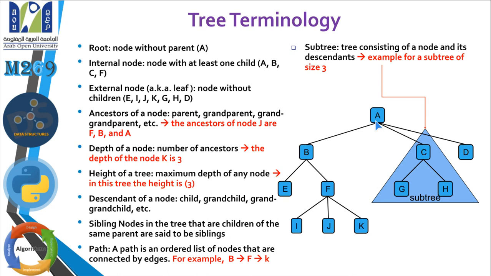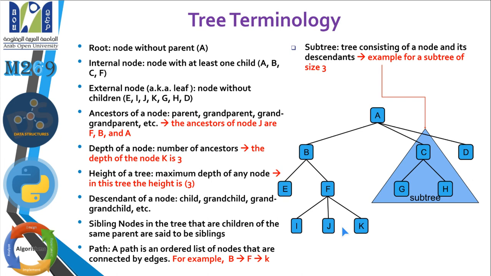Now, the height of the tree. This is a general term for the whole tree, and it represents the maximum depth of the nodes. In order to find the height of the whole tree, this is not for a specific node, this is for the tree in general. So the height of the tree is the maximum depth of the nodes. You have to find the depth of each node, and the maximum is the height. In this case it is 3, because the maximum is for these nodes I, J, and K, which is 3.